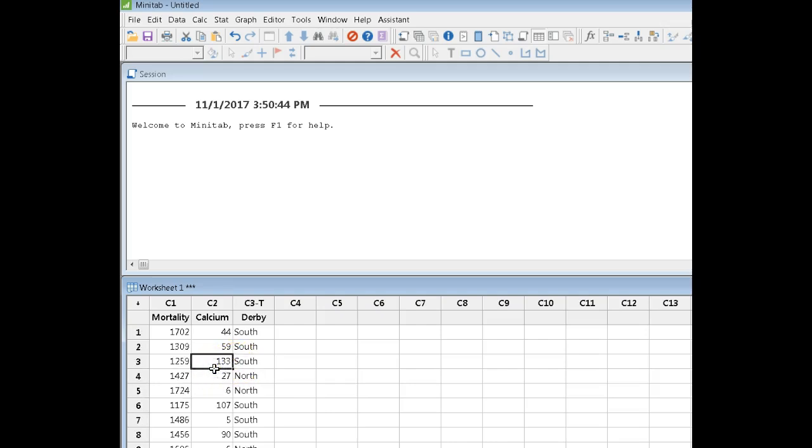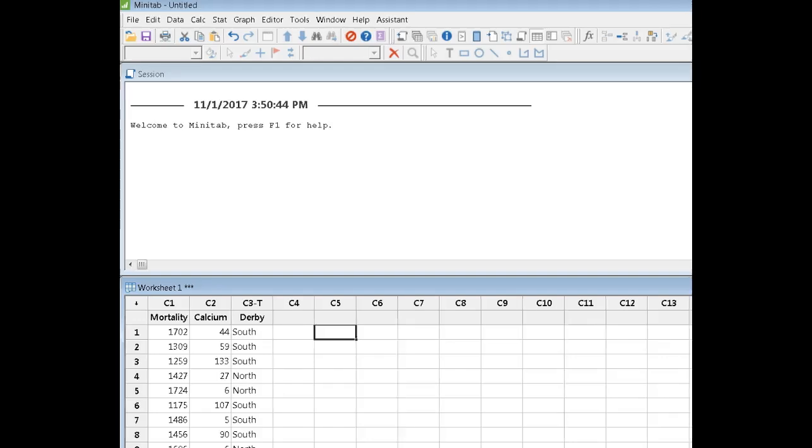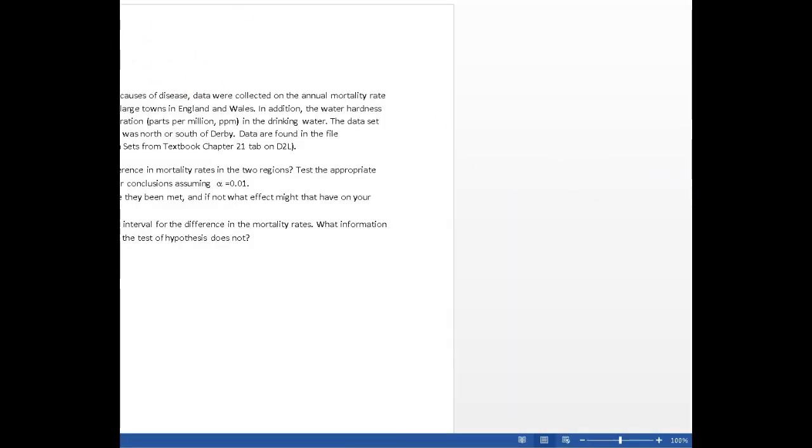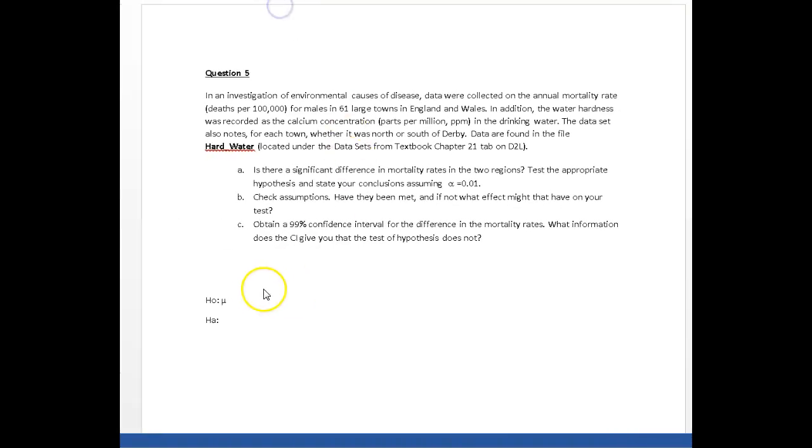I'm also told calcium concentration, which, by the way, gives you some indication of water hardness, but the question does not mention anything about water hardness, other than to say that water hardness was recorded. Now, going back here, I have mortality, and mortality is a count, and I got a whole bunch of different ones. We're asked, is there a significant difference in mortality rate? But because we have more than one, what this question really implies is, is there a difference in the average mortality rate in the two regions?